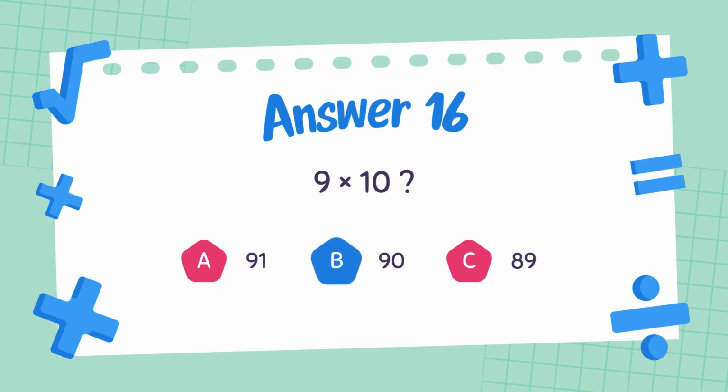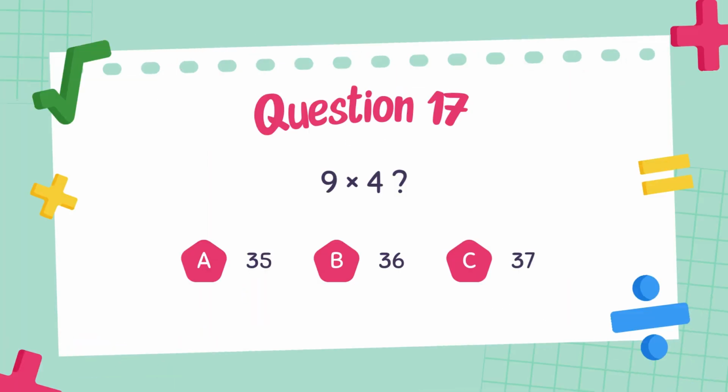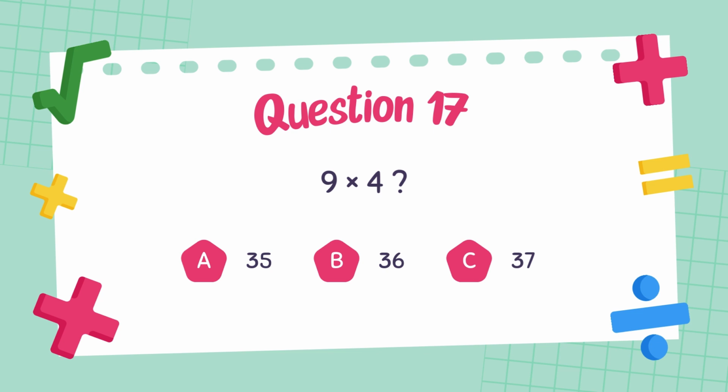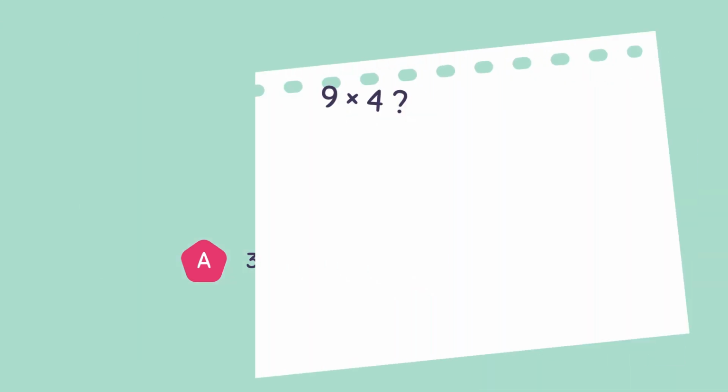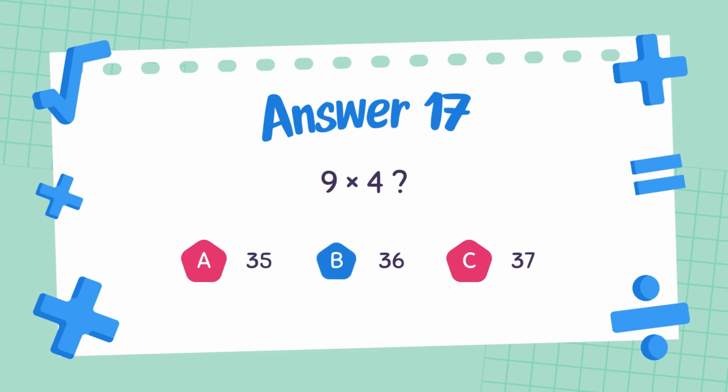You're unstoppable. Question 17. What is 9 times 4? Is it A, 35, B, 36, or C, 37? The answer is B, 36.